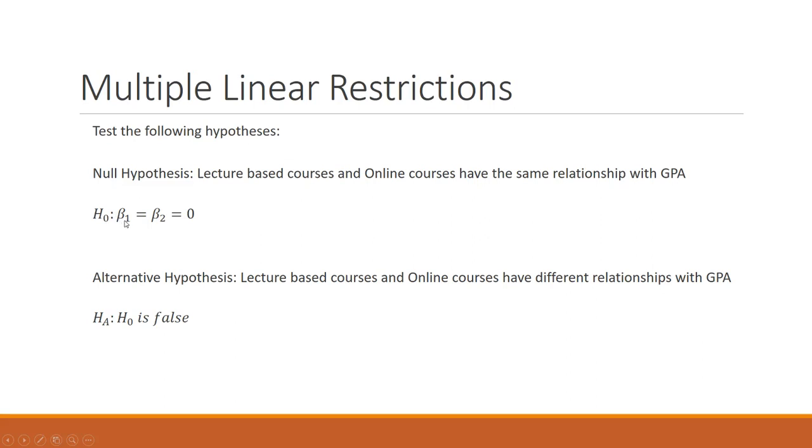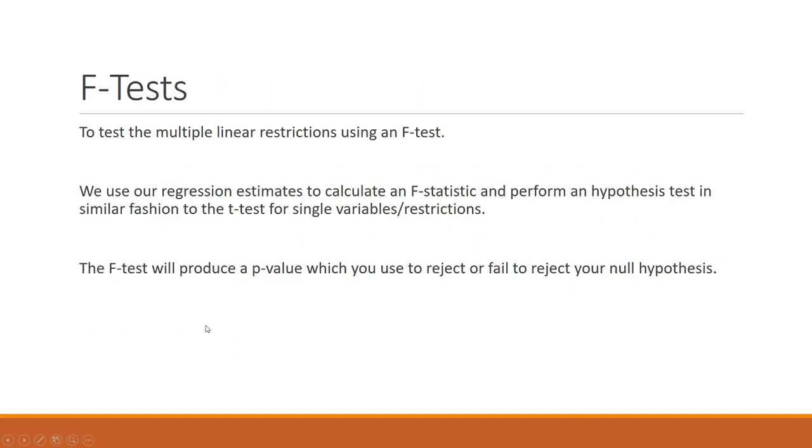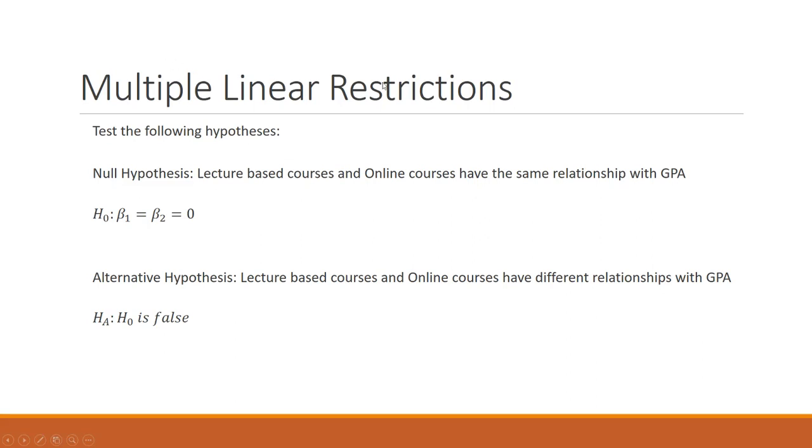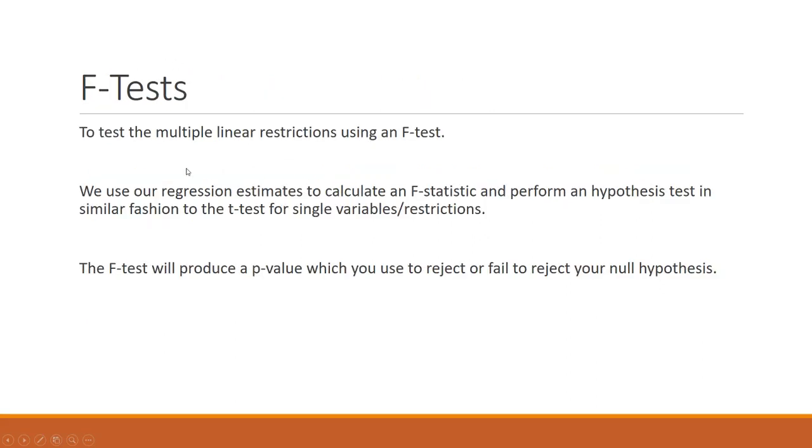All right, so beta 1 equals beta 2 equals zero. That's the null hypothesis. The alternative hypothesis is simply that it's false. Now, to test this multiple linear restriction, we use what's called an F-test. An F-test functions in a very similar way as the T-test.